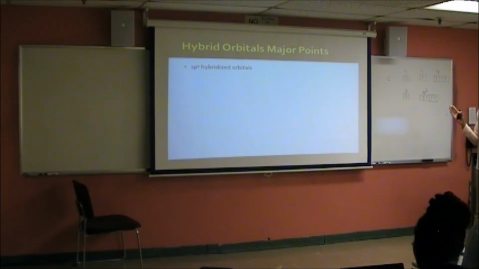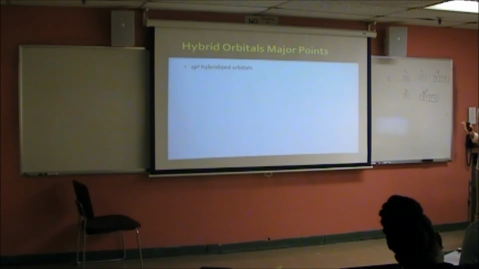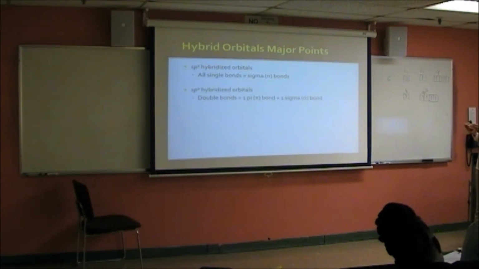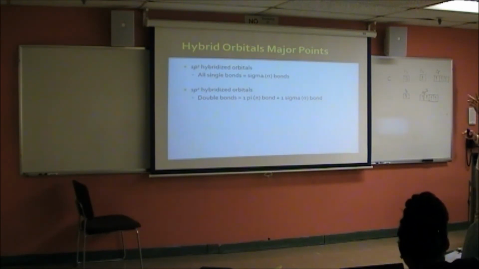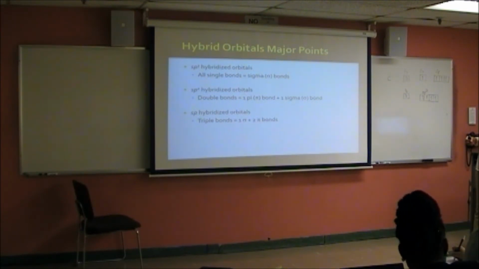Alright, so I have summarized all of what we just learned. These are the major points. If you have sp3 hybridized orbitals, this is how you recognize them. You will have all single bonds. A single bond is also called a sigma bond. If you have an sp2 hybridized orbital, you have a double bond around your central atom. A double bond is a mixture of 1 pi bond, and I'll show you what a pi bond is in a second, and 1 sigma bond. If you have sp hybridized orbitals, here you have a triple bond. With a triple bond, you have 1 sigma bond and 2 pi bonds.